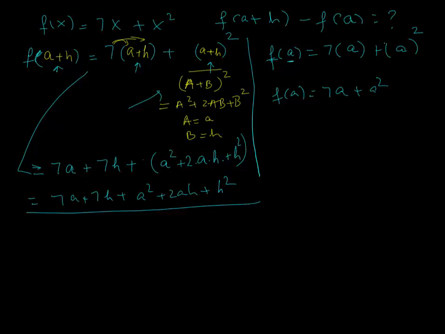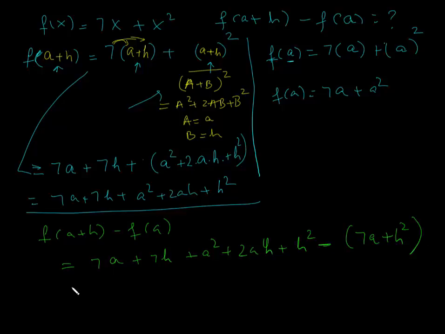Now in our question, we are required to find f(a + h) - f(a). That means substitute the value of f(a + h) and then subtract f(a). Now I'm just rewriting it again, and then distribute the imaginary minus 1 here, and that will give us minus 7a minus, oh, I made a mistake here. Instead of h, it was supposed to be an a, minus a squared. Sorry about that.